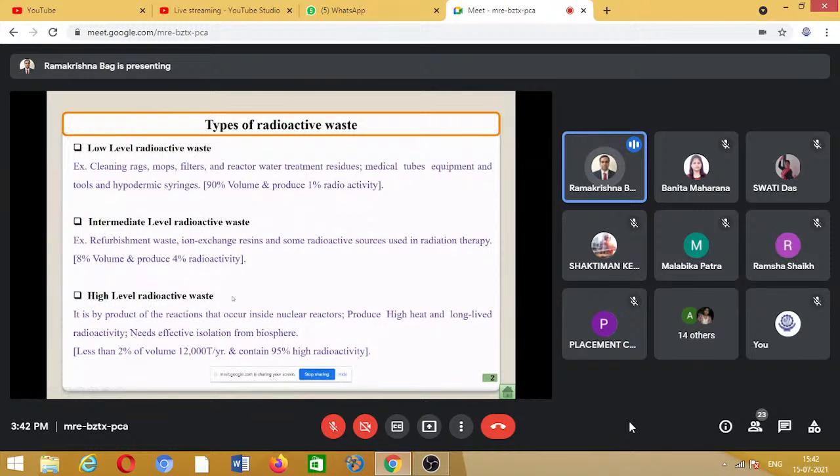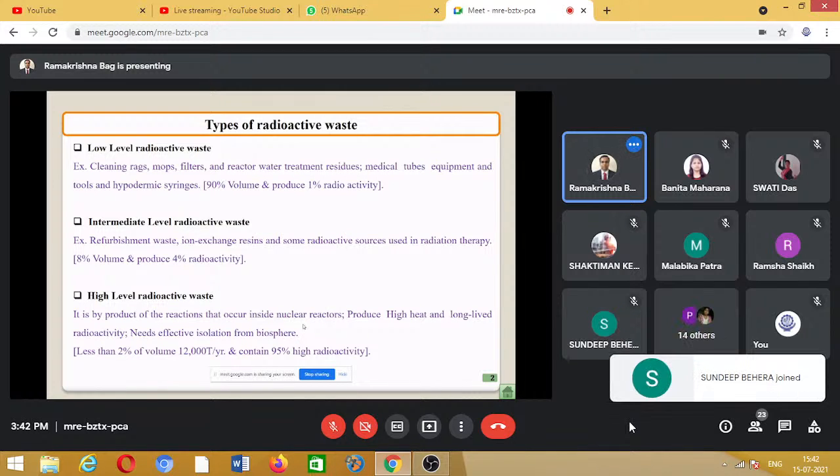When we talk about high level radioactive waste, it is the byproduct of the reactions that occur inside nuclear reactors. As you know, there are a lot of nuclear power plants. We cannot live without power nowadays, without mobile phones, without charging. Even now we are all connected through a virtual mode, but without electricity it is not possible. Most of the electricity comes from our coal-fired thermal power plants. There also an ash is generated, fly ash. That is also another important challenge: how we can utilize it and how we can contain it properly.